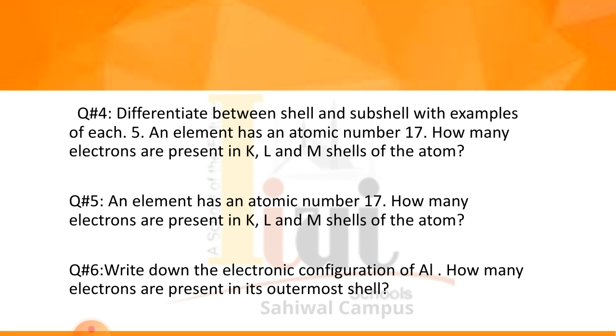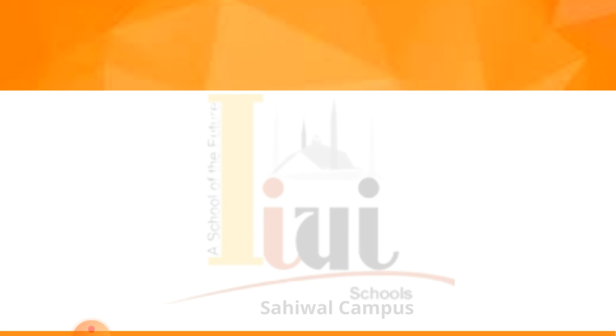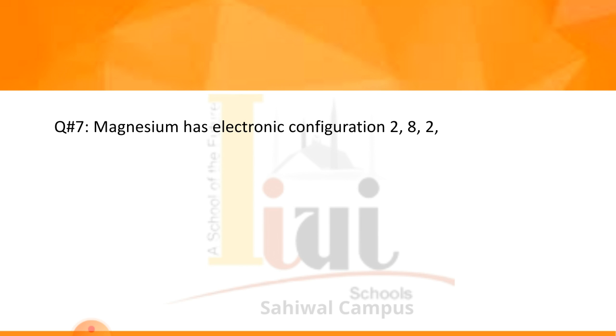Question number 6. Write down the electronic configuration of aluminium. Al is the symbol of aluminium. How many electrons are present in its outermost shell? So you have to write down the electronic configuration of aluminium, and in the second part you have to write the number of electrons present in its outermost shell, which you can find by the electronic configuration of this.